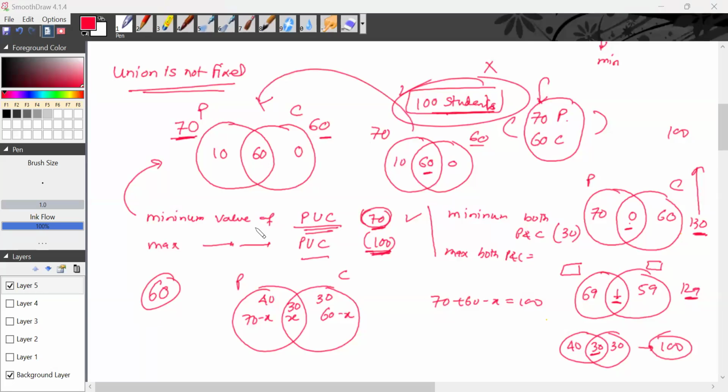So if you observe, if we are finding this, then automatically we are finding the maximum value of P and C. Sorry, I said it the wrong way round. If you are finding the minimum value of P union C, then automatically we are finding the maximum value of P and C. And if you are finding the maximum value of P union C, then we are finding the minimum value of both P and C. Correct? That means if this increases, the union decreases. And it is obvious now: if there is more overlapping, the number of head counts will go down, and if there is less overlapping, the number of head counts will go up.